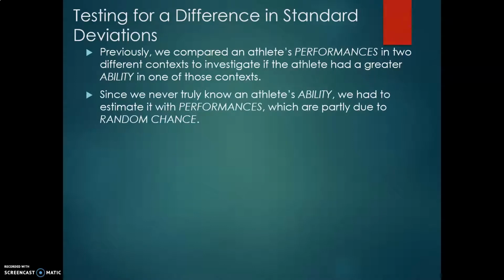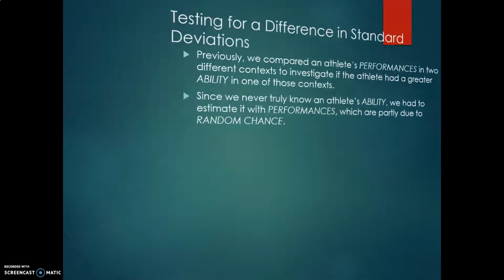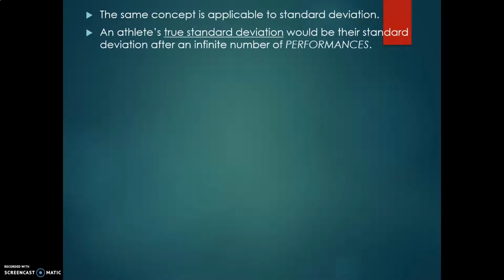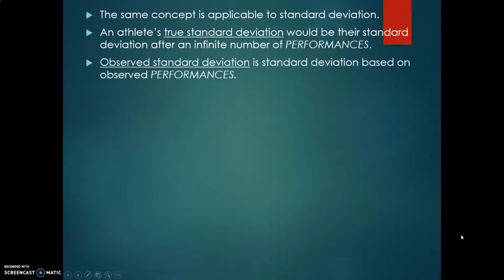Now, just like we never truly know an athlete's ability, we just have to estimate it based on performances. Random chance is what comes in and has that effect. Same thing with standard deviation. True standard deviation would be their standard deviation after an infinite number of performances. But obviously, they don't have an infinite number of performances. So again, just like before, we have to use what we can observe. So we're going to use observed standard deviation, a standard deviation based on the performances.